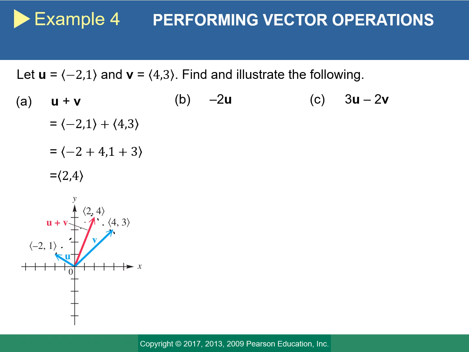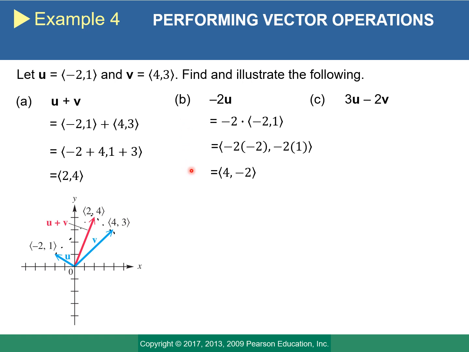Okay, so let's try the next one. We're going to find part b, -2 times u. You just multiply both components of your vector u times -2, and then you end up with (4, -2).